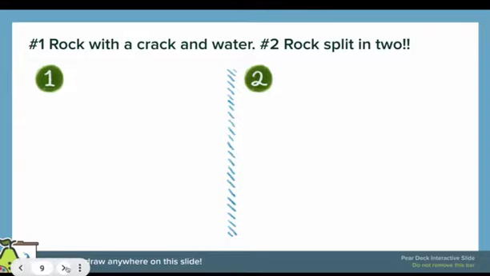Draw a picture of a rock with a crack in it, and then right next to it, that same rock split in two. Don't take too long. You don't need to take like 10, 15 minutes to do this. Draw a nice, simple picture of that. Pause the video now.